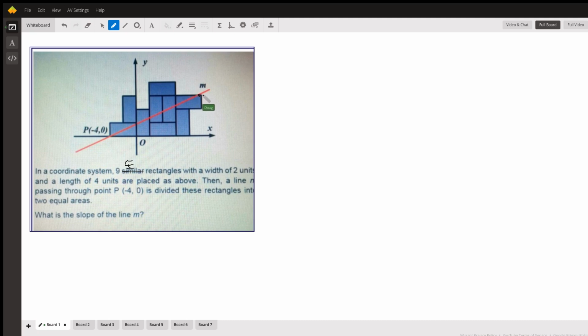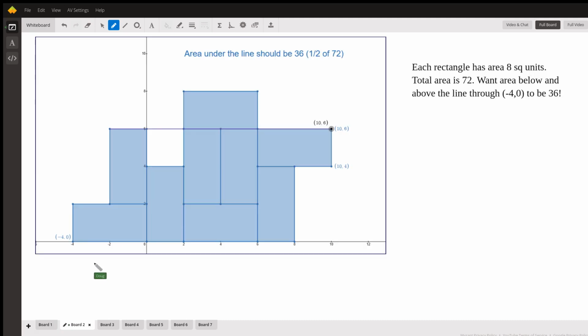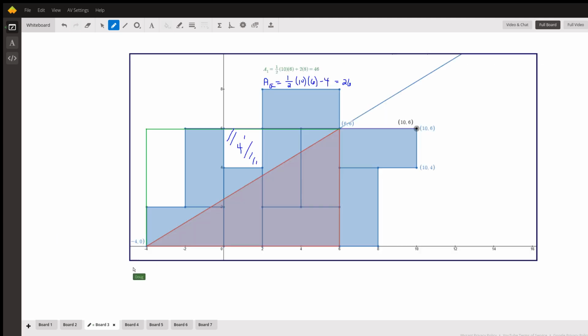Now you might think it's going through the corner of that rectangle, but I don't think it is. I wanted to convince myself. But the area created by this red line, whatever it looks like, above and below the line should be 36 because the total area of the rectangles is 72. So we want equal areas on both sides of that red line, 36.